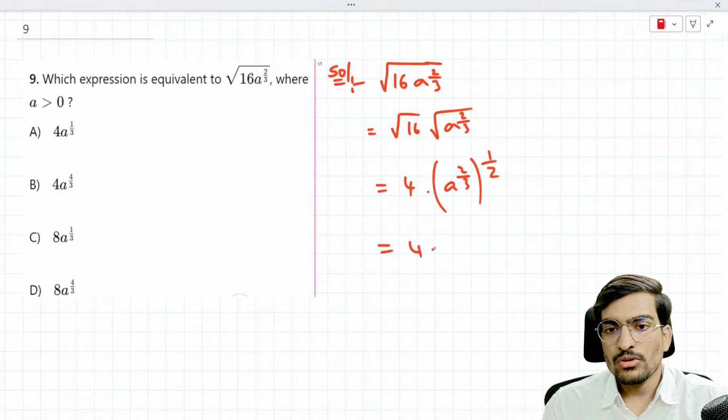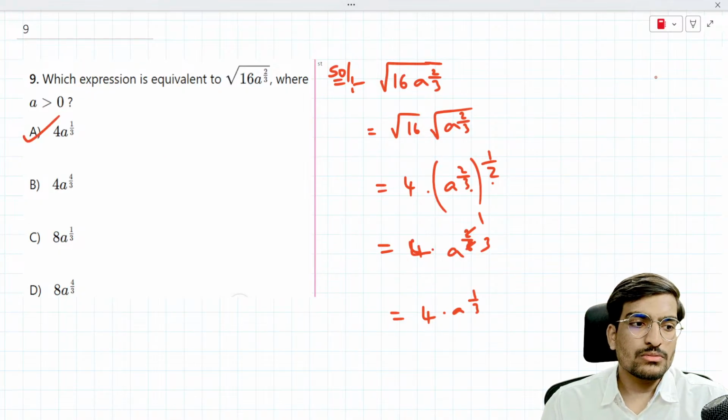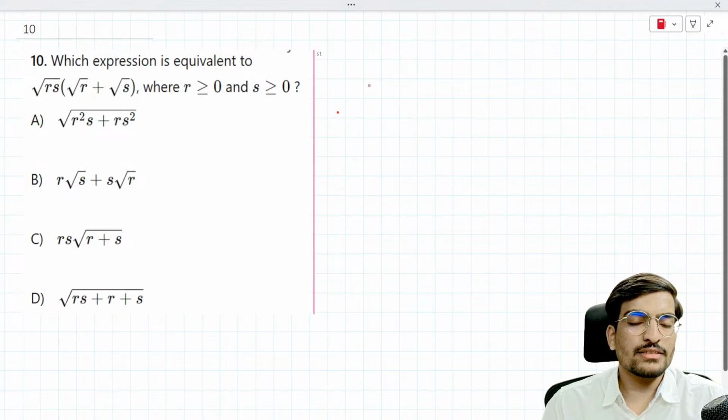So this equals 4 A raised to the power of 2 by 3 times 1 by 2. Three into two is 6, so the twos cancel, and we get 4 A raised to the power of 1 by 3, which is option A. Let's go on. I can see answers before I solve.